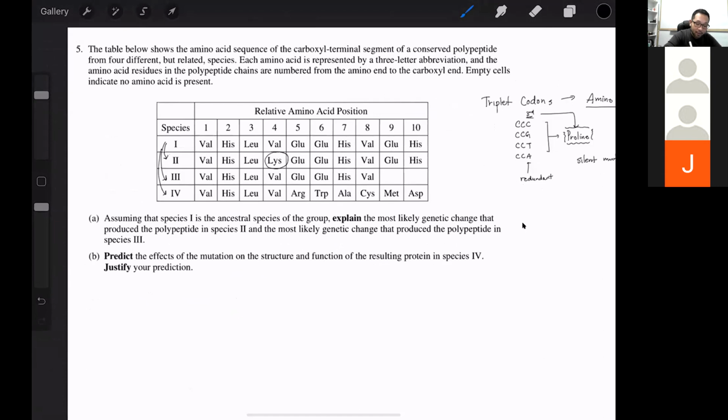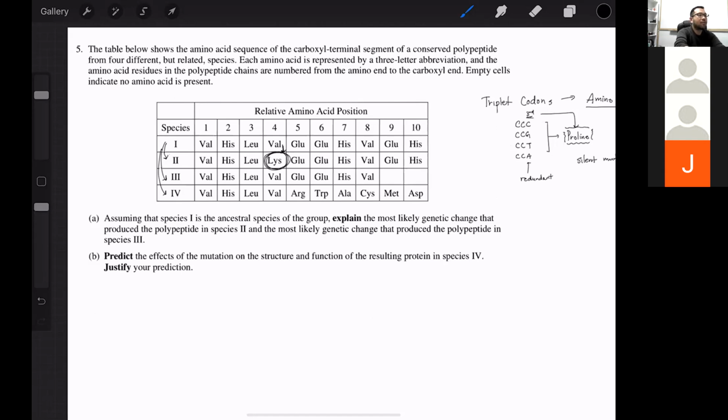Now, I've already circled this lysine here that has been substituted in place of valine. So that's a bit of a problem, because that is definitely a change that we can recognize. And I don't see anything else here.